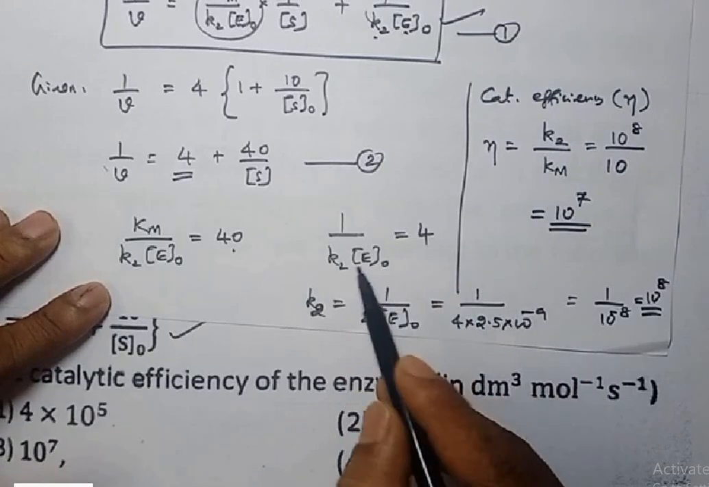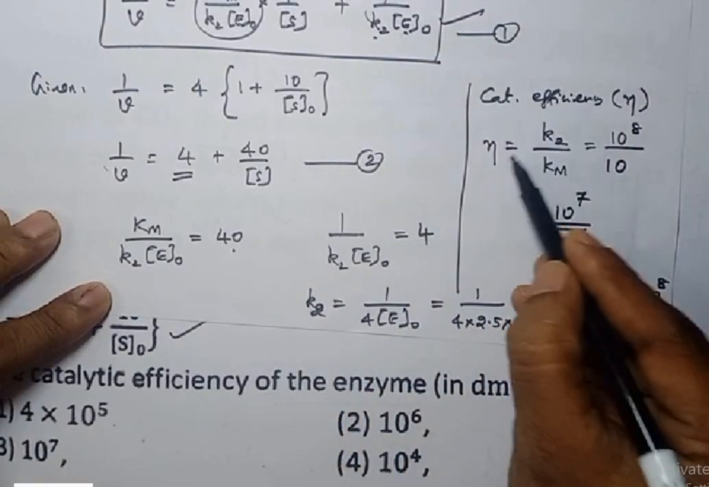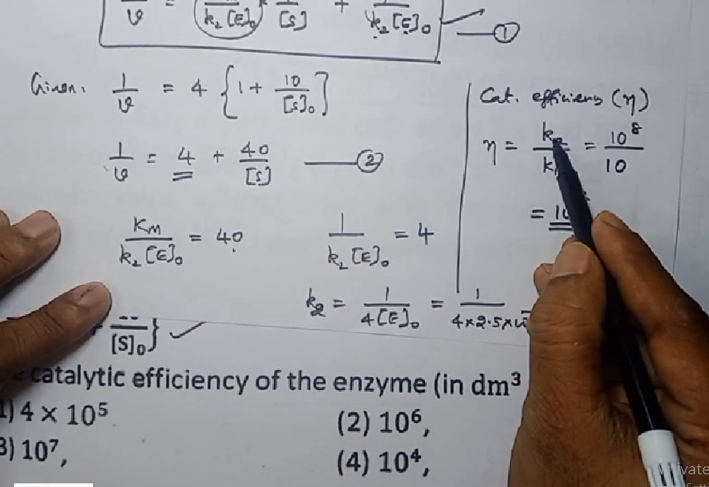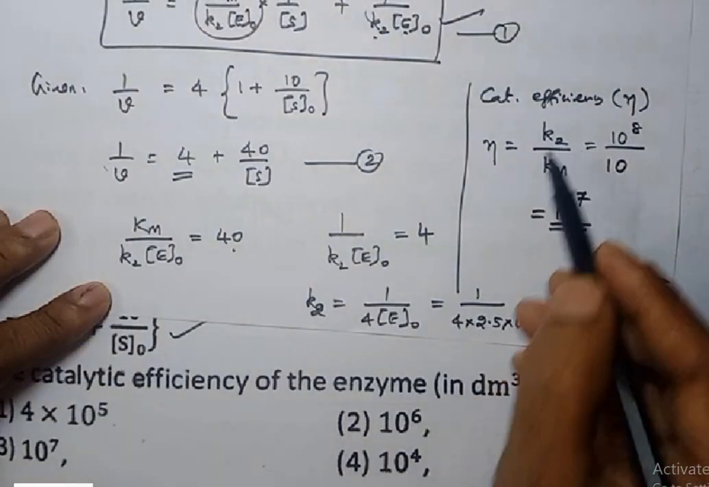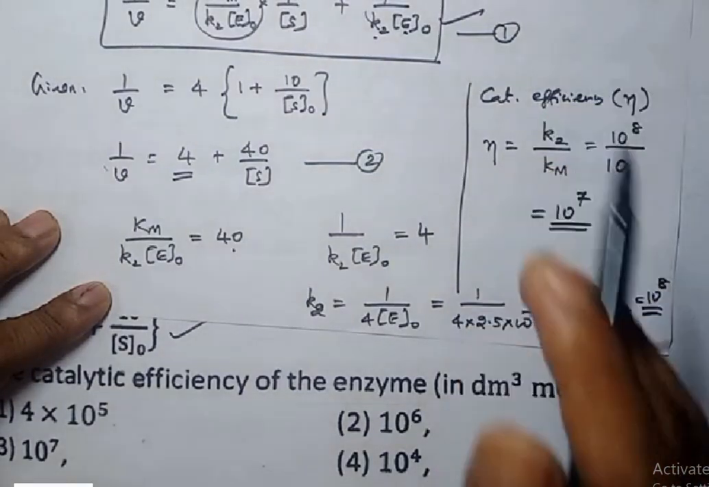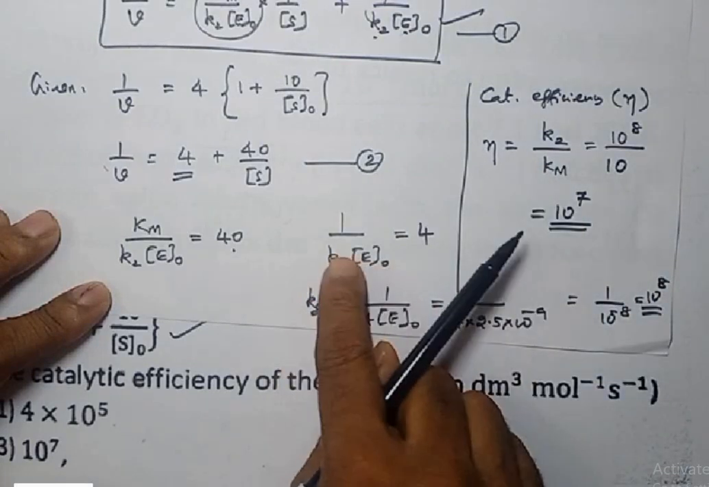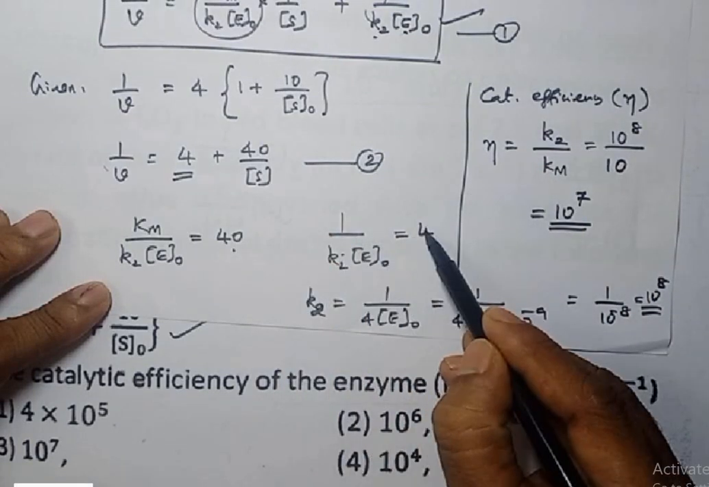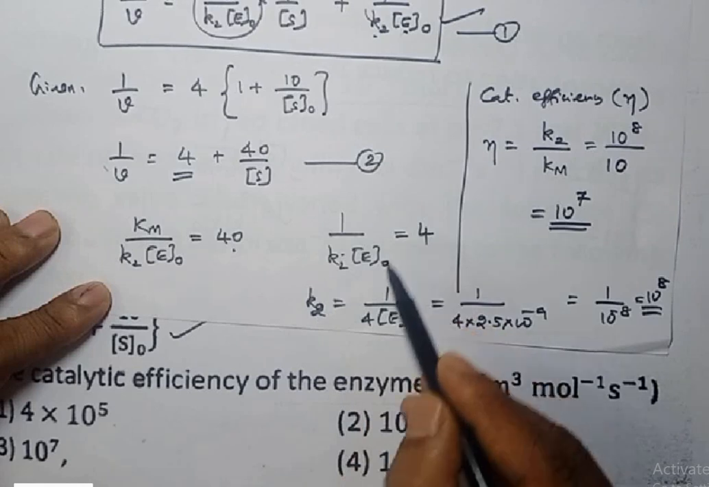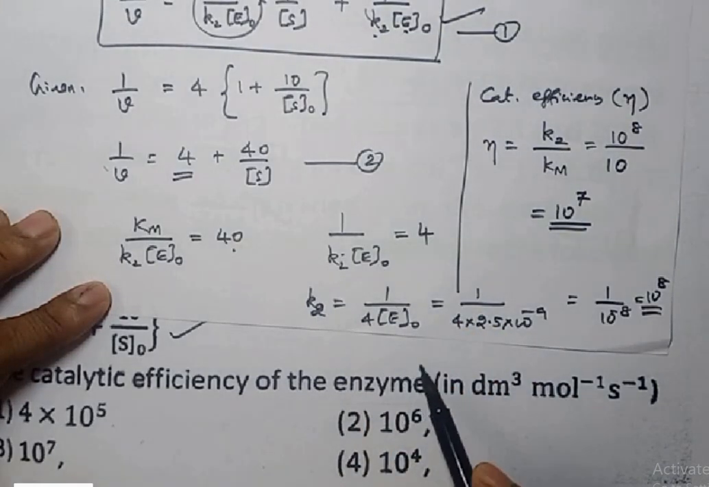Now, we see what catalytic efficiency is. Catalytic efficiency is nothing but K2 by Km. Remember this formula, K2 by Km will give you catalytic efficiency. How to find K2? Listen, you take this relation, bring K2 here and 4 here. So K2 is equal to 1 by 4 into E naught.